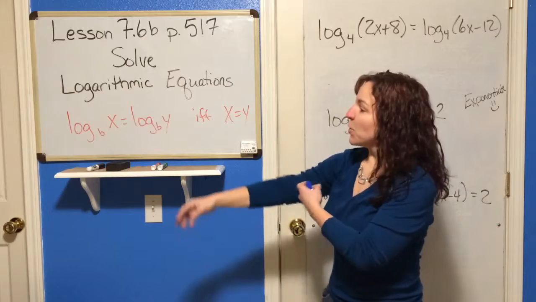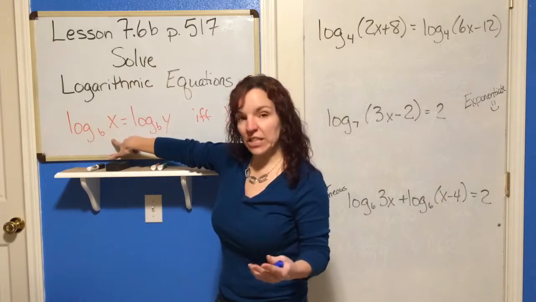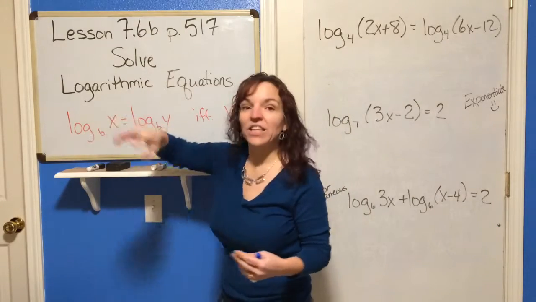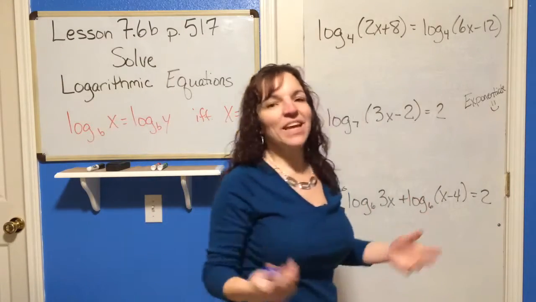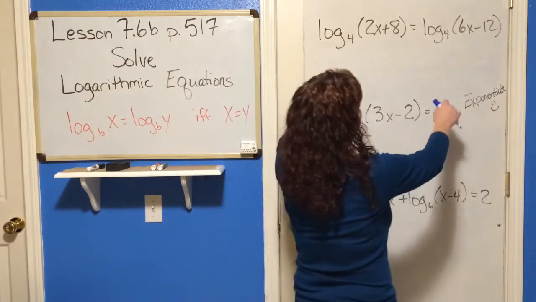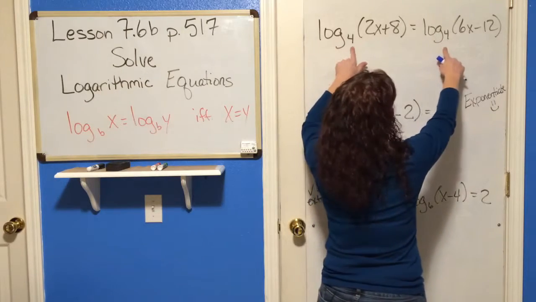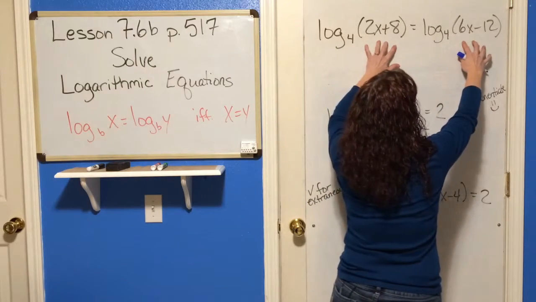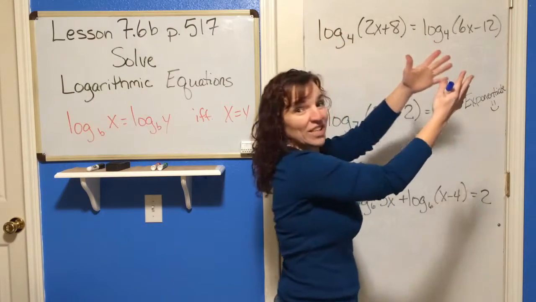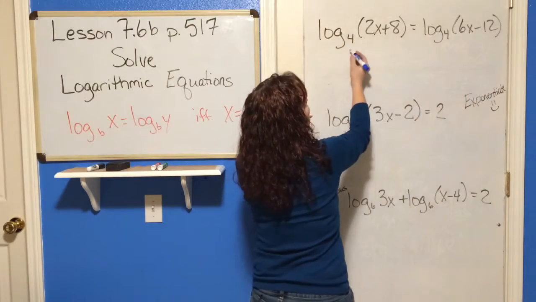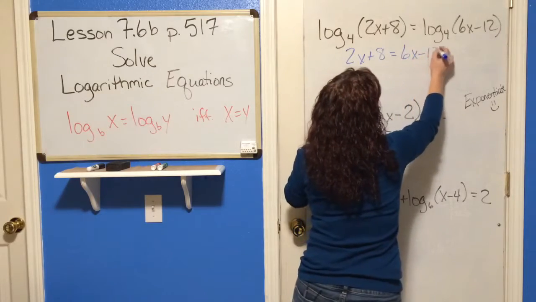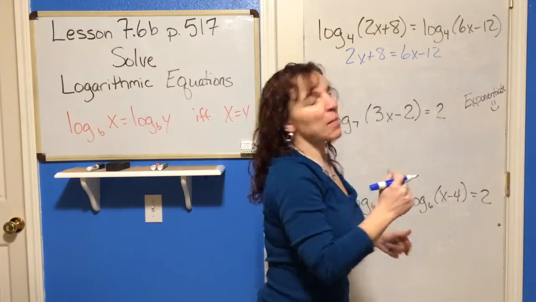That simply says if the base of your log are identical and you know that these logs are equivalent, then the number that you're taking the log of must also be equivalent. And that makes our solving quite simple, because if we have a problem such as this where we have the log base 4 of some amount and these logs are equivalent, well, the base of the log is exactly the same, so therefore these must be the same. 2x plus 8 must be equal to 6x minus 12, and that is a simple problem to solve.